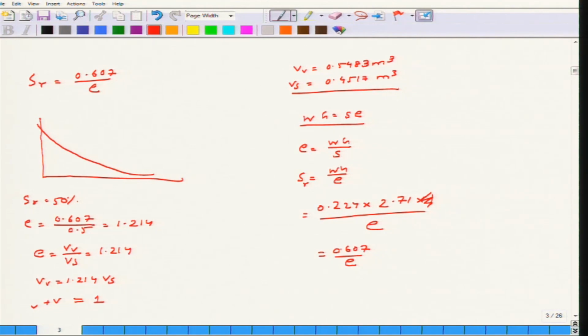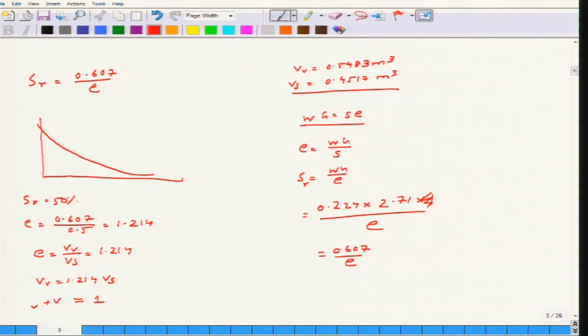Now, I was asked initially to find out the volume change in terms of percentage of the initial volume, that means in terms of V, what is the percentage. So, coming to Vv and Vs, that we have found out to be 0.5483 meter cube and 0.4517 meter cube, all these are in terms of V, the total volume of the soil being 1. Keep this in mind. So now it is isotropically compressed.